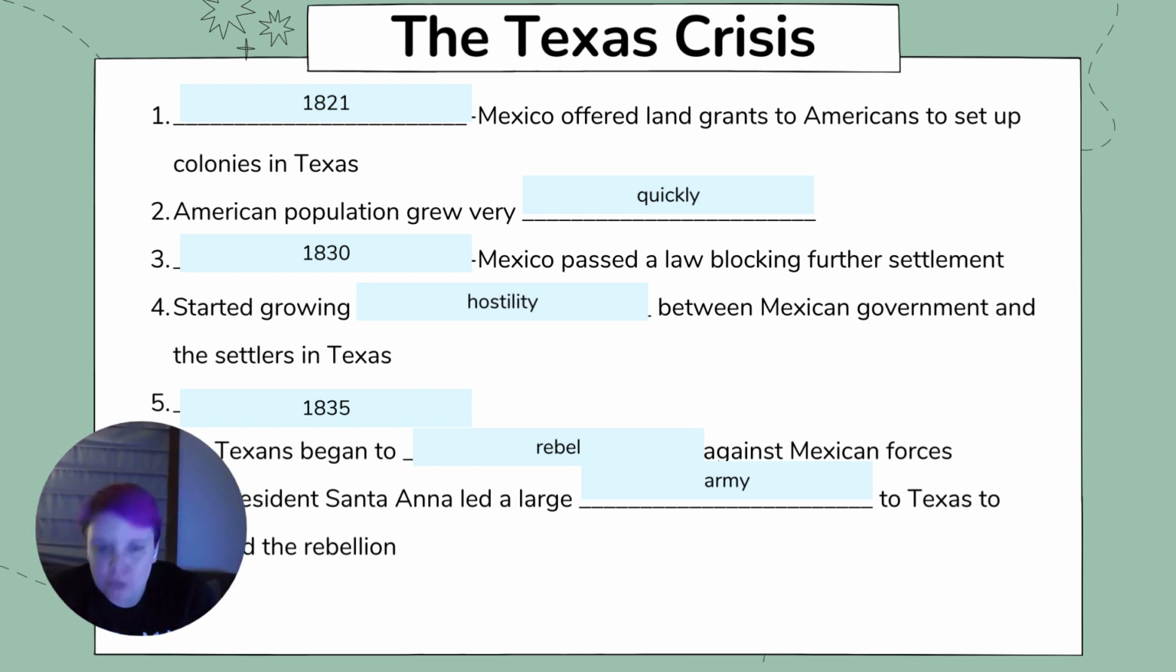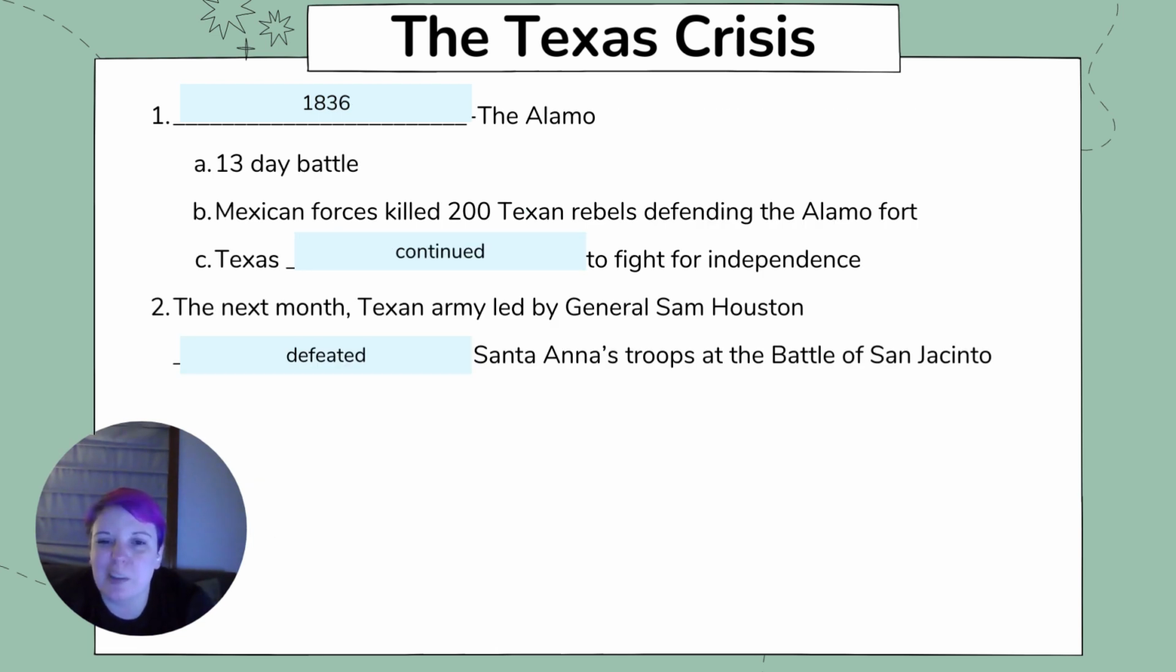So the American population grew so quickly that in 1830, Mexico passed a law blocking further settlement. This move began to start a growing hostility between the Mexican government and the settlers in Texas. So in 1835, Texans began to rebel against Mexican forces. In response, President Santa Anna led a large army to Texas to try to end the rebellion. In 1836, in a battle that lasted about 13 days, Mexican forces killed almost all of the approximately 200 Texan rebels defending a fort called the Alamo. You guys may have heard people say, remember the Alamo? This is what they're talking about there.